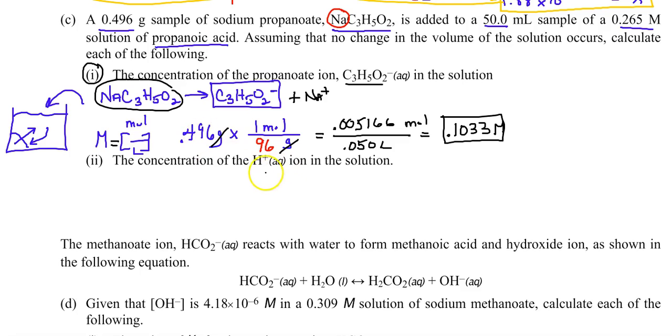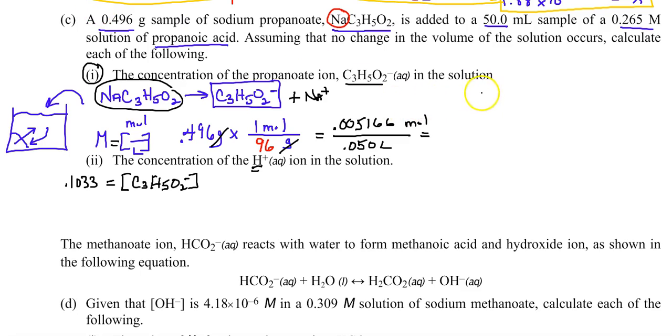They want the concentration of H plus in the solution. Okay, so I'm going to write this value here, 0.1033 is equal to the concentration of the C3H5O2 negative, that's the conjugate base. And we can solve this two ways. I'm going to go with the equilibrium way. And we're going to go with the reaction here.